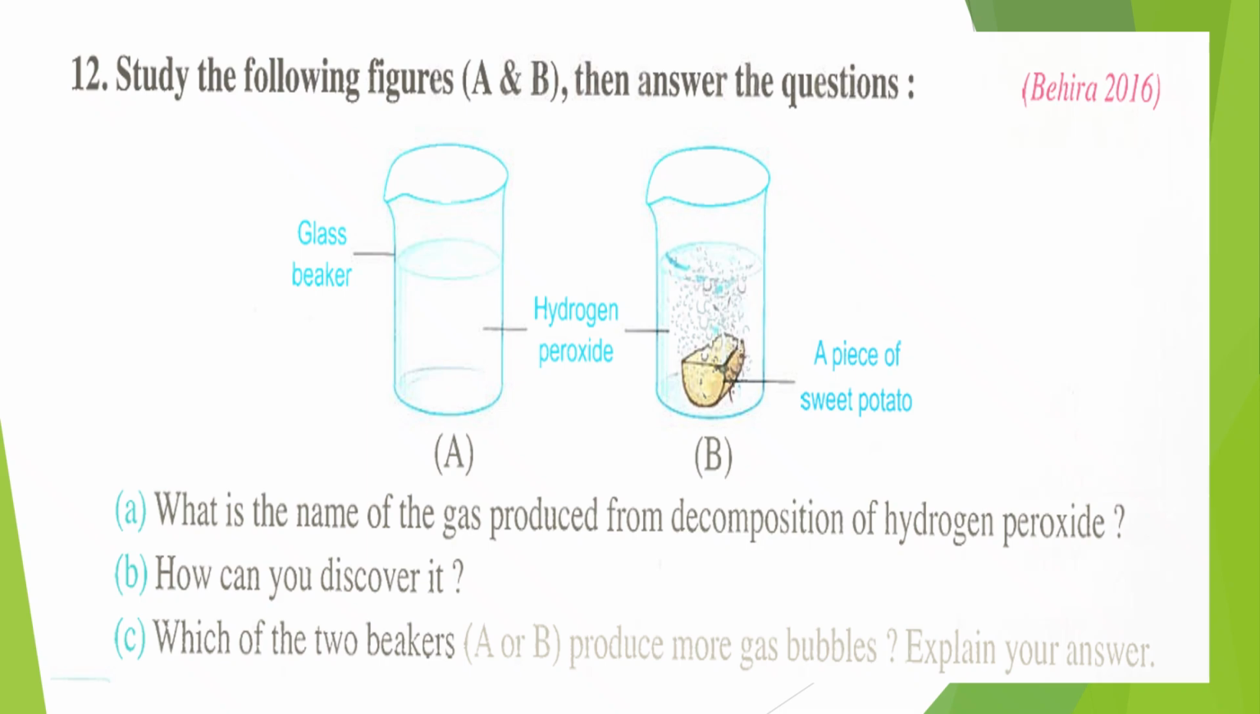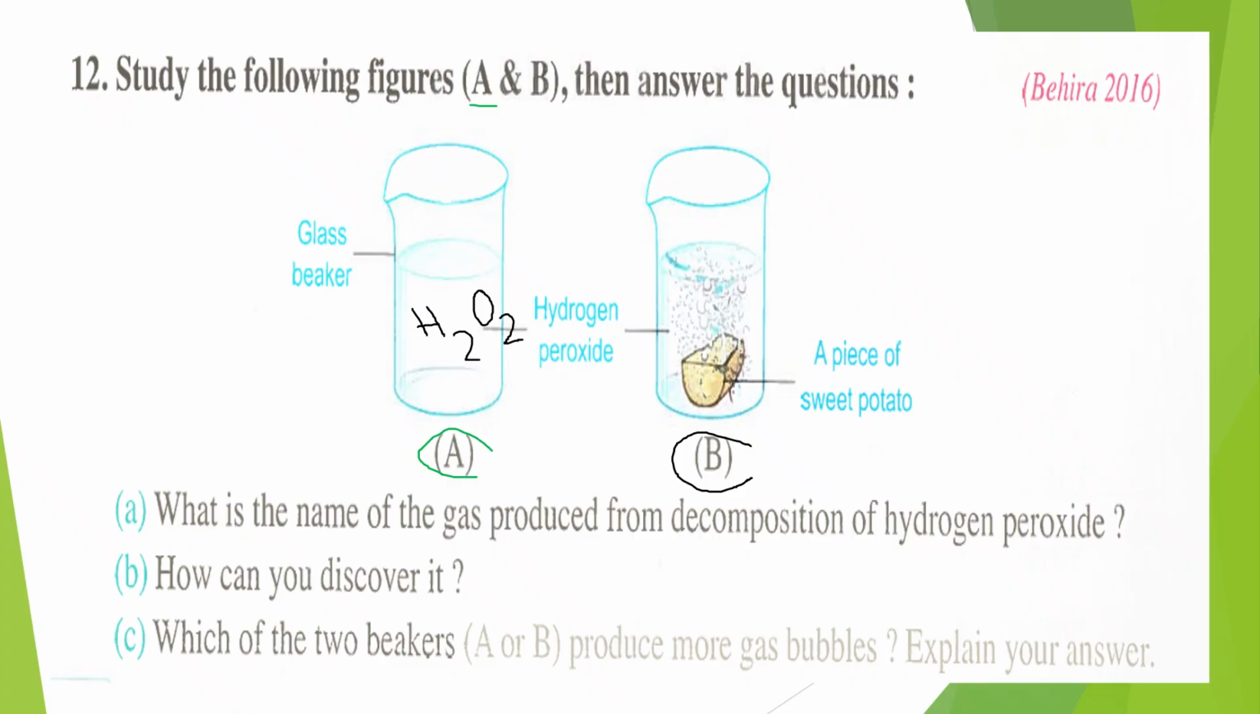Study the following figures A and B. This is figure A, and here's figure B. Study them well. What do they indicate? Here we have hydrogen peroxide, which is H2O2. This is the formula of hydrogen peroxide.